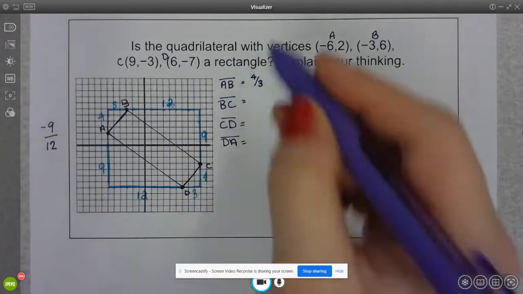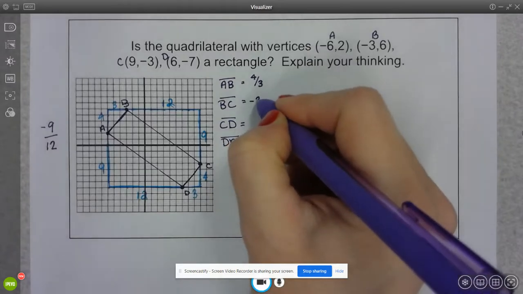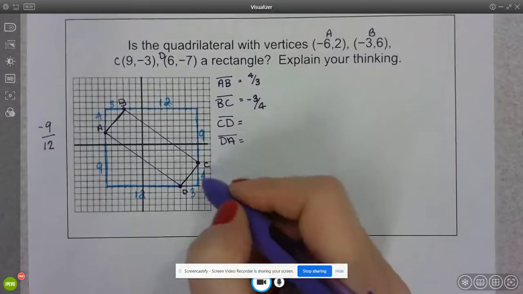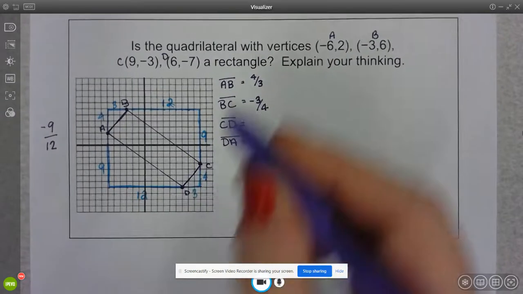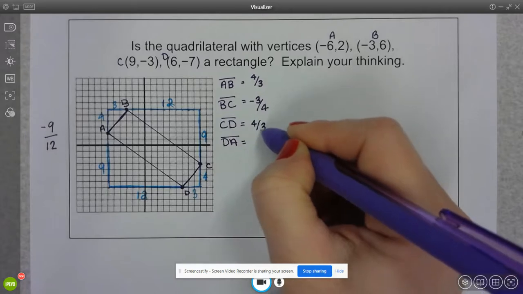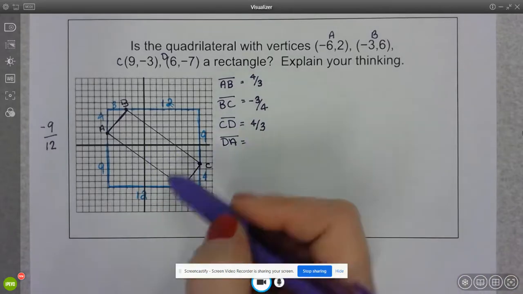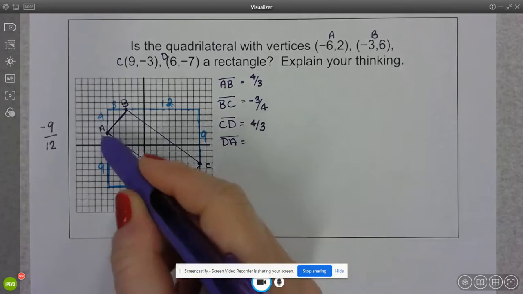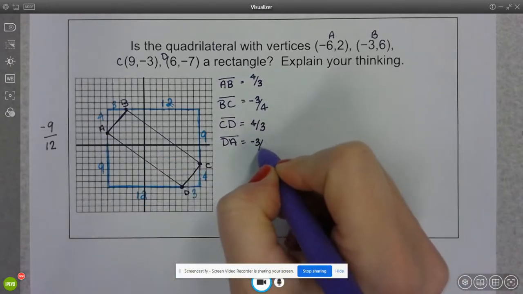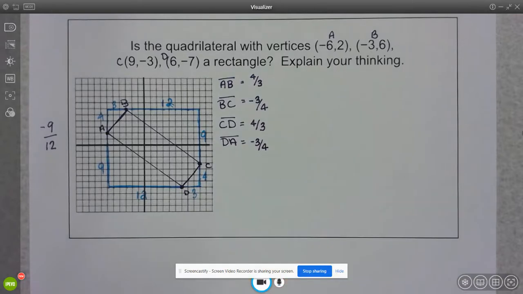So 9 and 12 are both divisible by 3, so that'll be -3/4. Here, this is positive again, down 4 and over 3, so that will be 4/3. And then this is another negative slope, and it is also negative 9 over 12, which simplifies to -3/4.